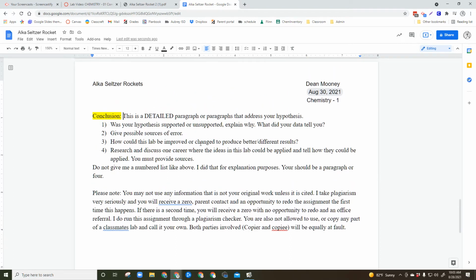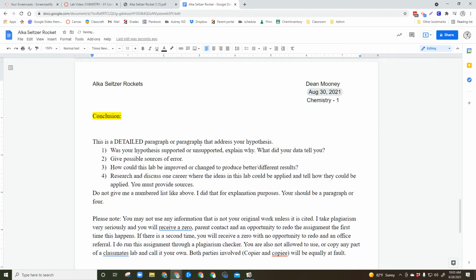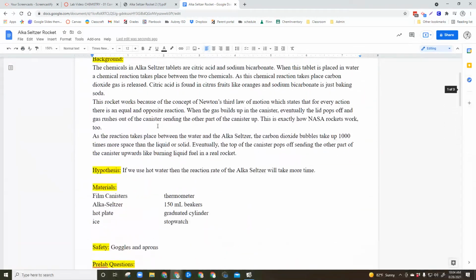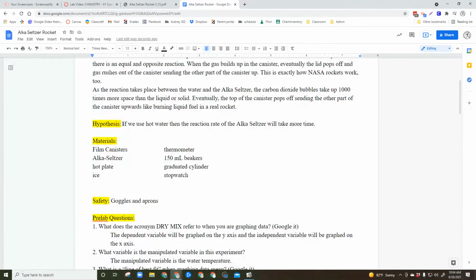Now, just so I don't have to remember what each one of these says, I'm going to leave my instructions until I write my conclusion, and then I'm going to delete the instructions out. Okay, so was your hypothesis supported or not supported? So I'm going to go back up here to my hypothesis, and I'm going to copy this.